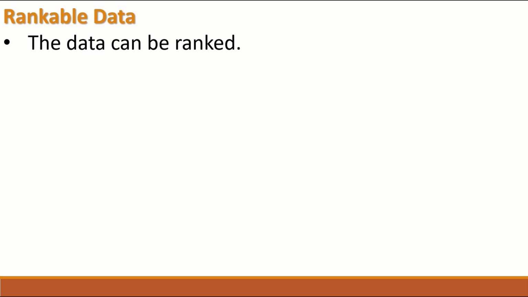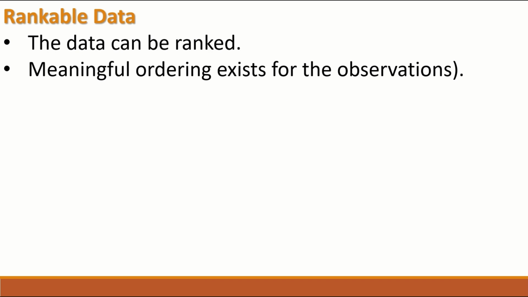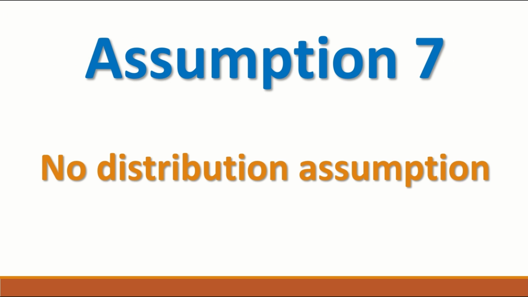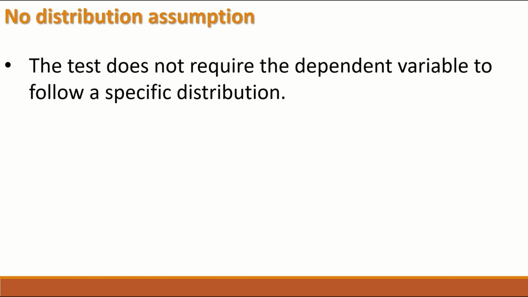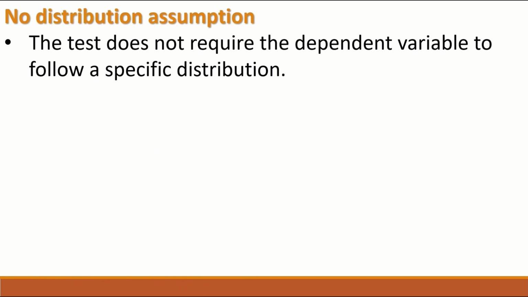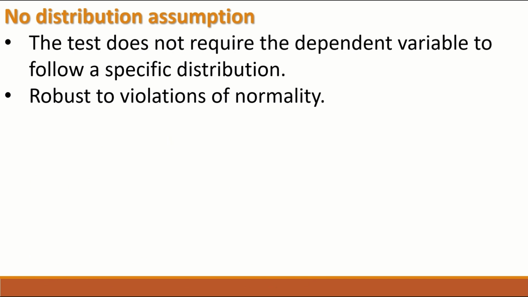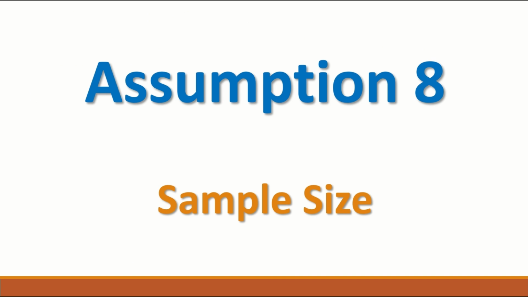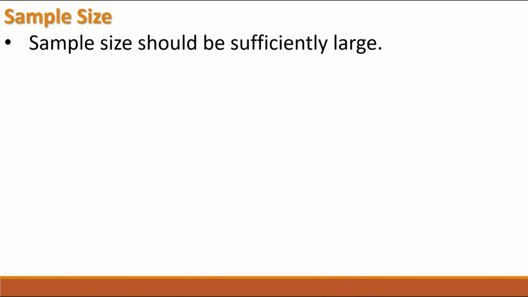The data can be ranked, which means that order does exist in the observations. The seventh assumption is that there is no distribution assumption, which means that the test doesn't require that the dependent variable follow a specific distribution. So this test is robust to violation of normality, and it is used when the data are not normally distributed. And the eighth assumption is sample size, as the sample should be sufficiently large to perform this test.